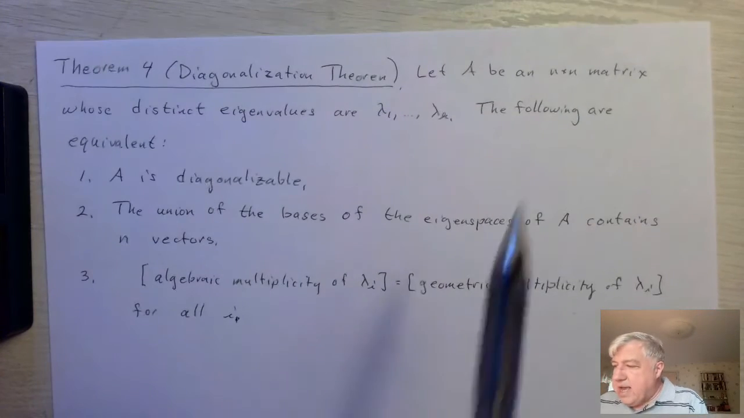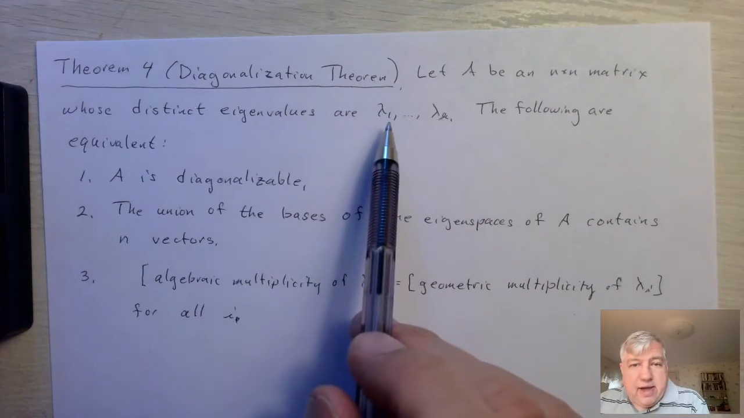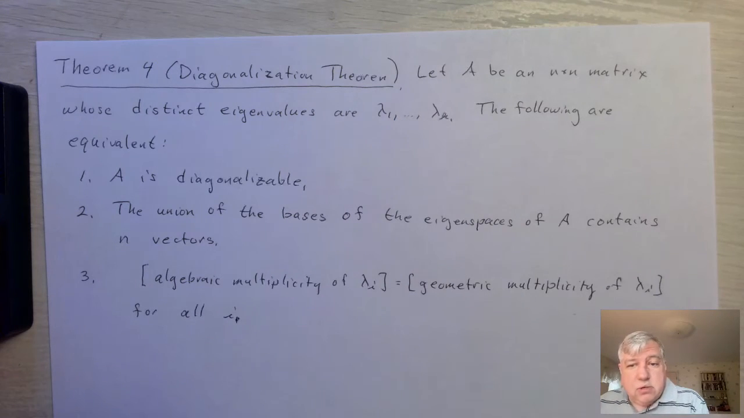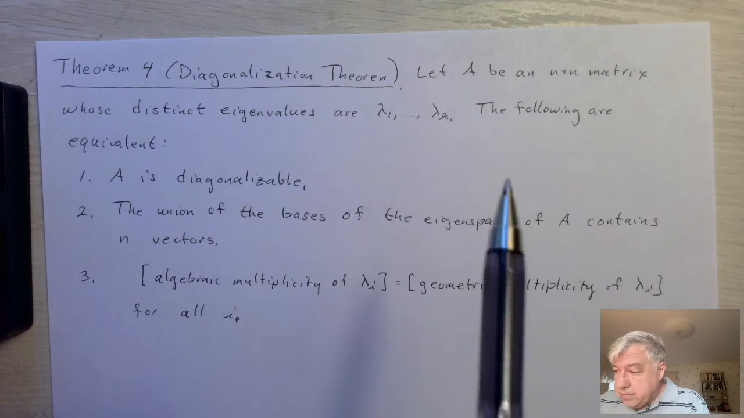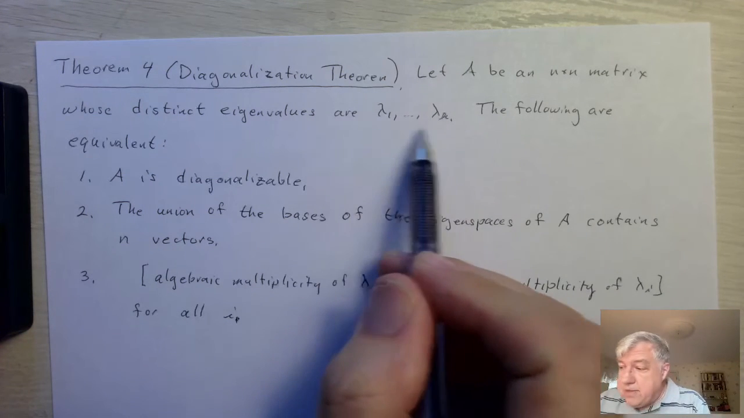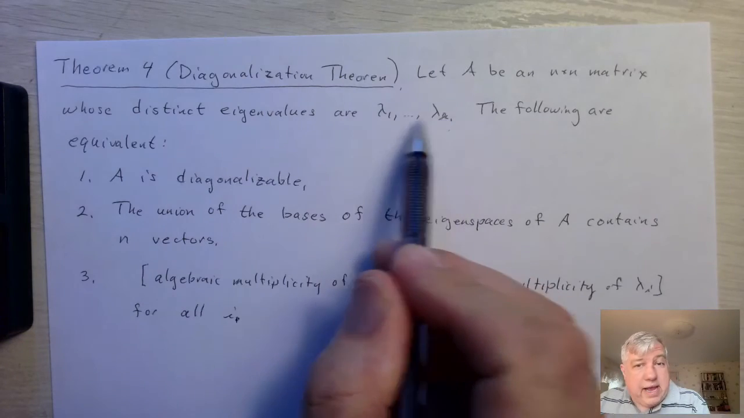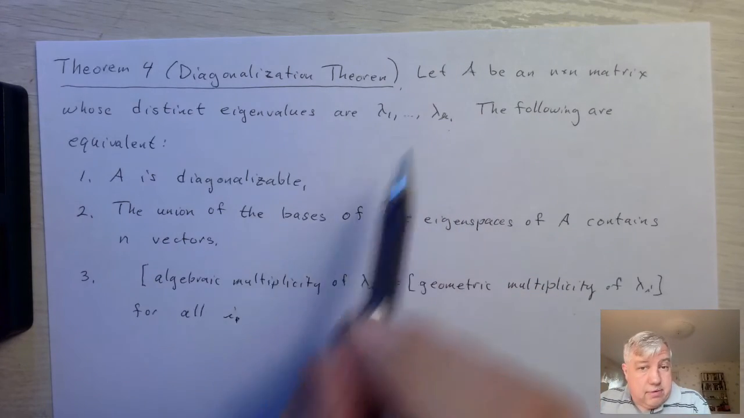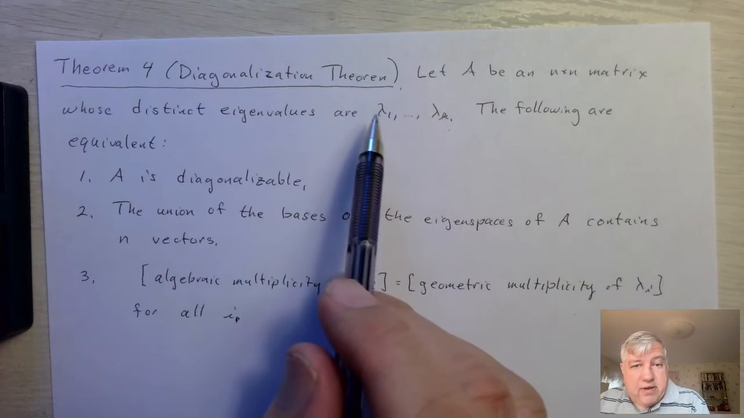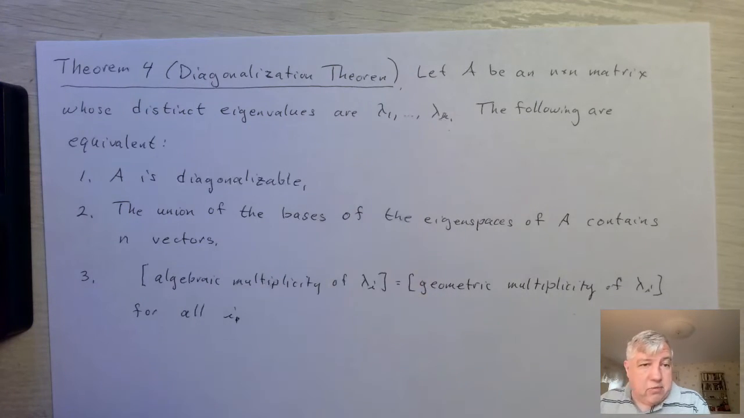A couple of things before we go on. We're not saying that A must have a different eigenvalue for each eigenvector. What we're saying is that if you were to list all the eigenvalues of A without repetition, they'd be in this list. That's why we have k eigenvalues, not n. So there are no repetitions. If you're an eigenvalue, you're somewhere on this list exactly once.